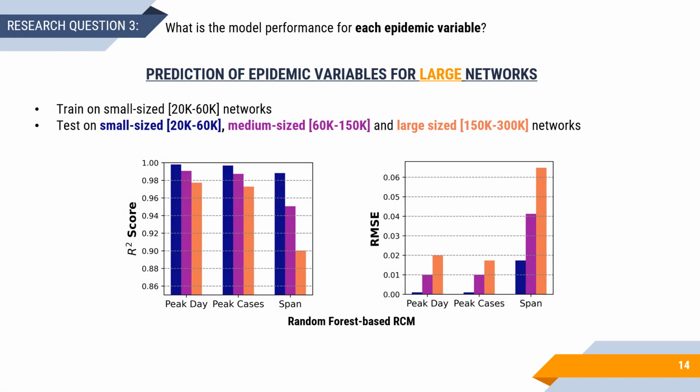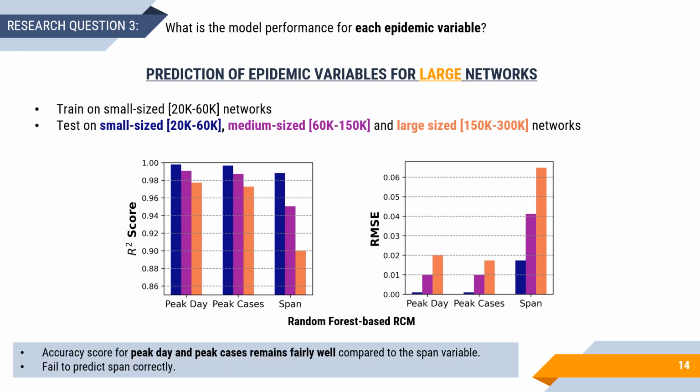Now we extend and present results of the previous experiment and report the model performance for each variable individually. The cross-validated performance is shown with the dark blue colored bars. We observe that the peak day and peak cases are predicted quite accurately, while the prediction of the span variable is comparatively low. Nevertheless, it is reasonable to conclude that the RCM is capable of predicting the epidemic variables using the network properties.